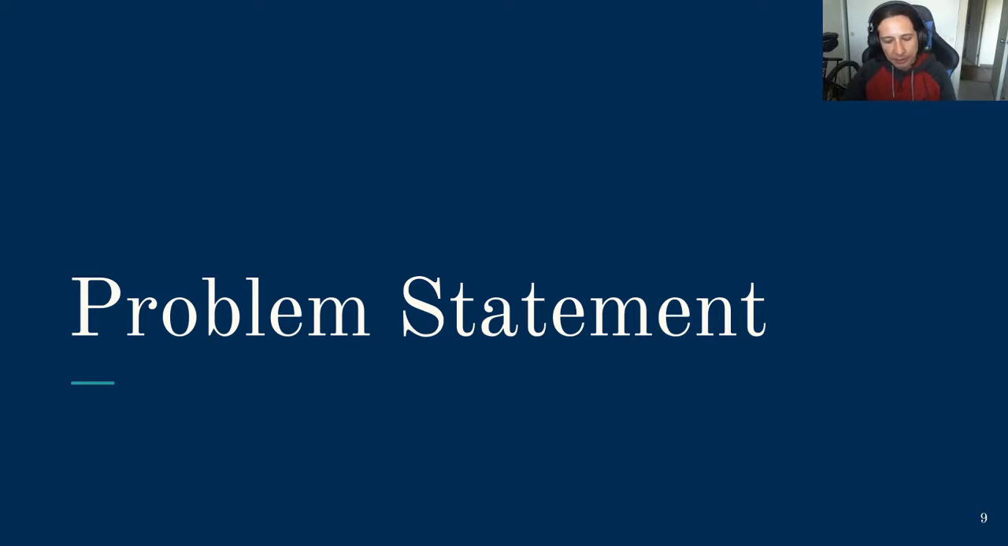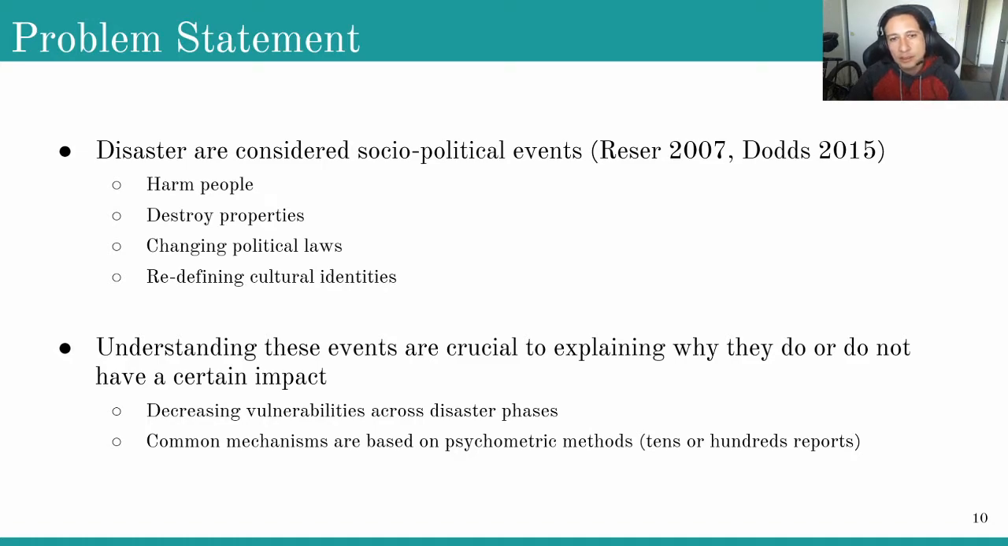Now, after explaining these preliminary definitions, I would like to introduce the problem statement that we identified for this research. Disasters are considered social political events because they affect physically and psychologically people and destroy their properties. And also, they change political laws and redefine cultural identities. Hence, understanding this type of events is crucial because for future similar events, we can decrease vulnerabilities across disaster phases, that is, from the event preparation until recovery phases.